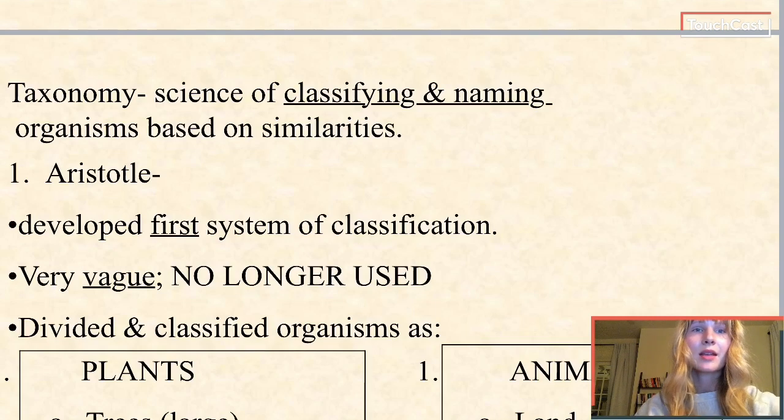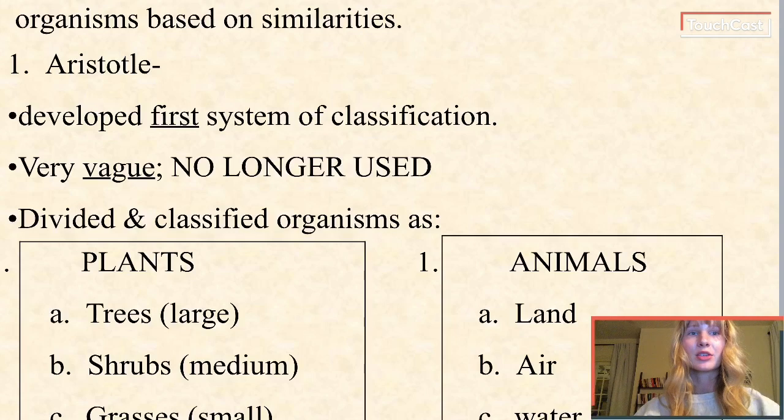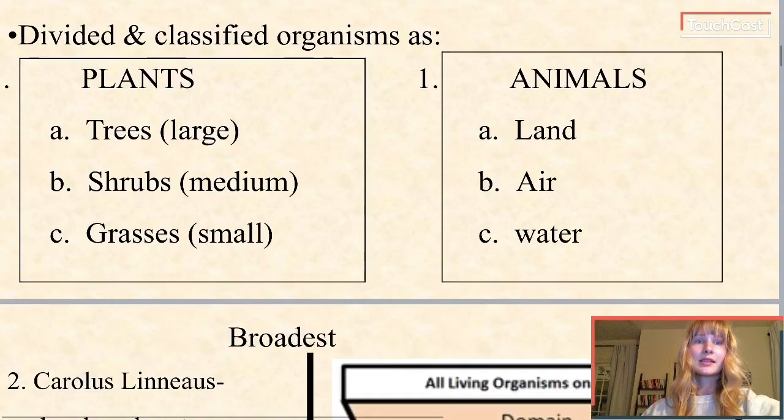All right, so taxonomy is the science of classifying and naming organisms based on similarities. That's why it's used interchangeably with classification as our unit title. The first man that started this classification process was Aristotle. He developed the very first system, but it was too vague, so it's no longer used. You can see his system here.